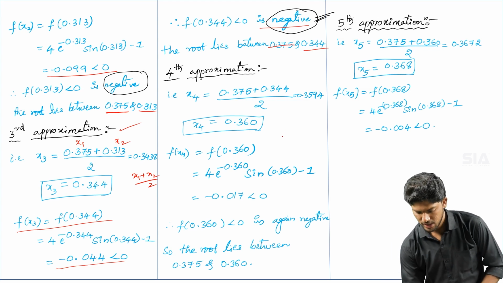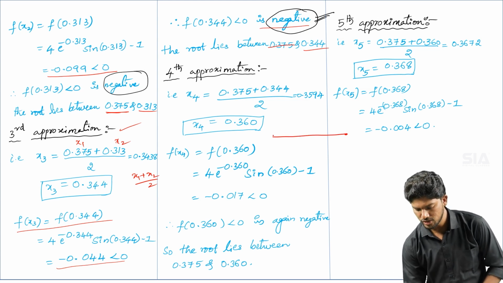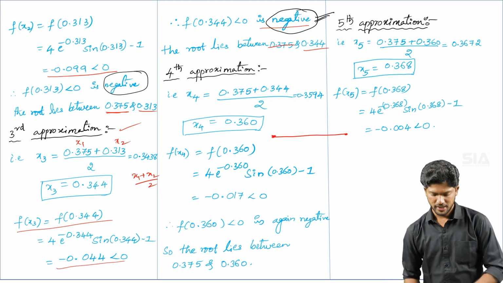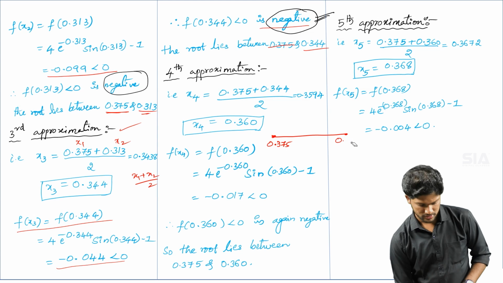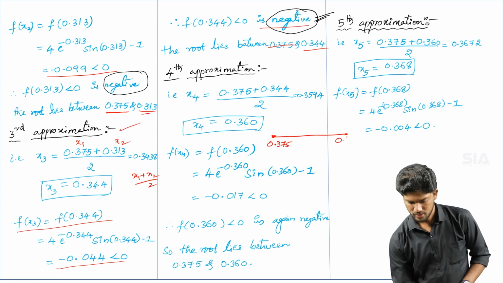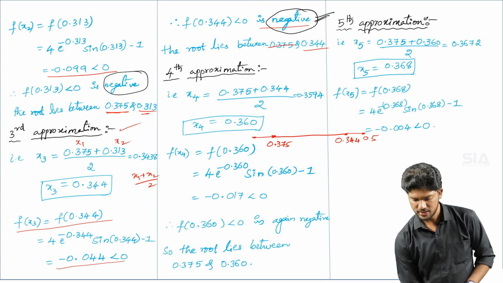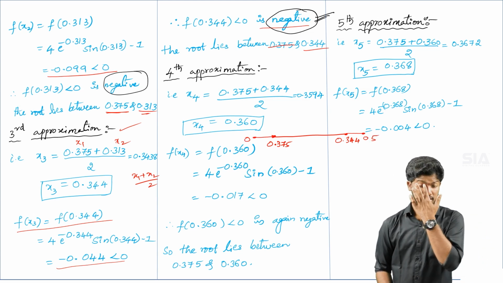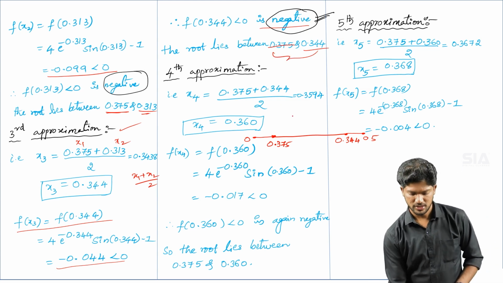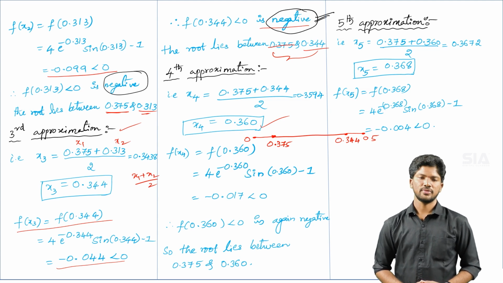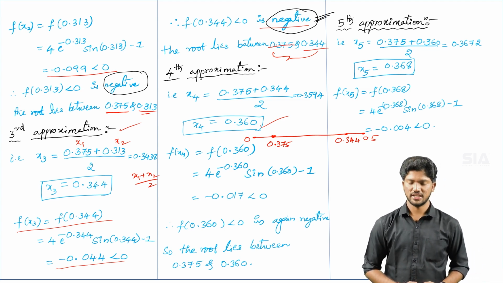So you can also draw a real line. For each and every approximation you have to draw a real line now. So therefore here 0.375 and here you have 0.344. If you continue this one, 0.5 is there. If you continue this one, 0 is there. That is the format. Okay, so now for the fourth approximation you have to take the mean of these two values. So you will get 0.360. Substitute that value in the given function, equation number 1.